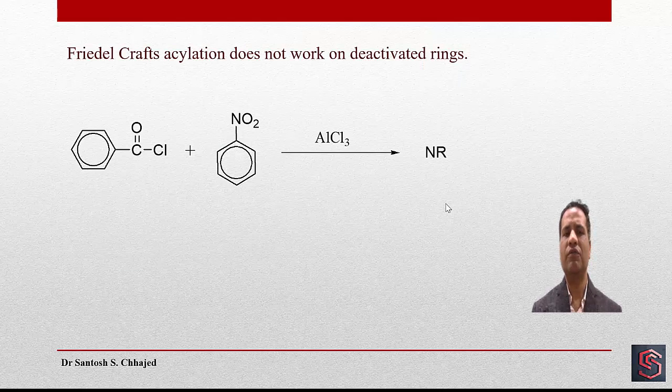When we allow a deactivated ring, that is an aromatic ring having an electron-withdrawing substituent, to react, it becomes deactivated. Electron density on such a ring is decreased, and when we allow the reaction between a deactivated ring and an acid chloride, no reaction will occur. A possible reason is that this reaction requires coordination of the pi electrons of the aromatic ring with an electrophile which is going to form in situ, and being deactivated, the ring is not going to share its electrons with the electrophile even though it forms.